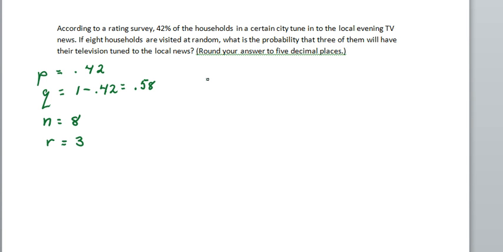So in this case, we're going to have the number of combinations of 8 things taken 3 at a time. That's how many ways 3 out of 8 could be tuned to the TV, times 0.42 raised to the third times 0.58 raised to the 8 minus 3, which is 5.